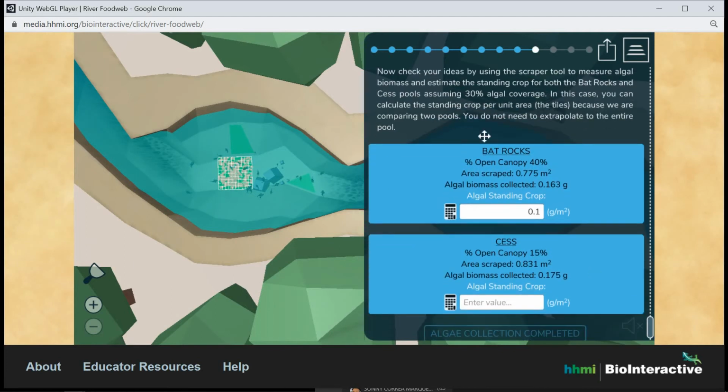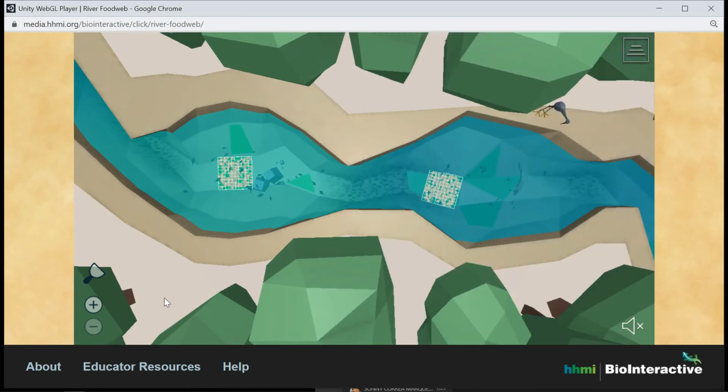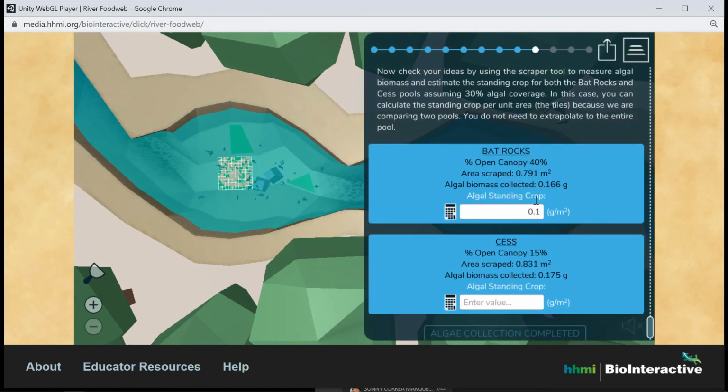Okay, so then you're going to scrape. So at this point, you're going to click on those to close. You can click your scraper tool, scrape, scrape, scrape, scrape, scrape. Same thing as before until this is above 0.75. You can scrape both pools at once, return your scraper tool. And then you're going to do some calculations.